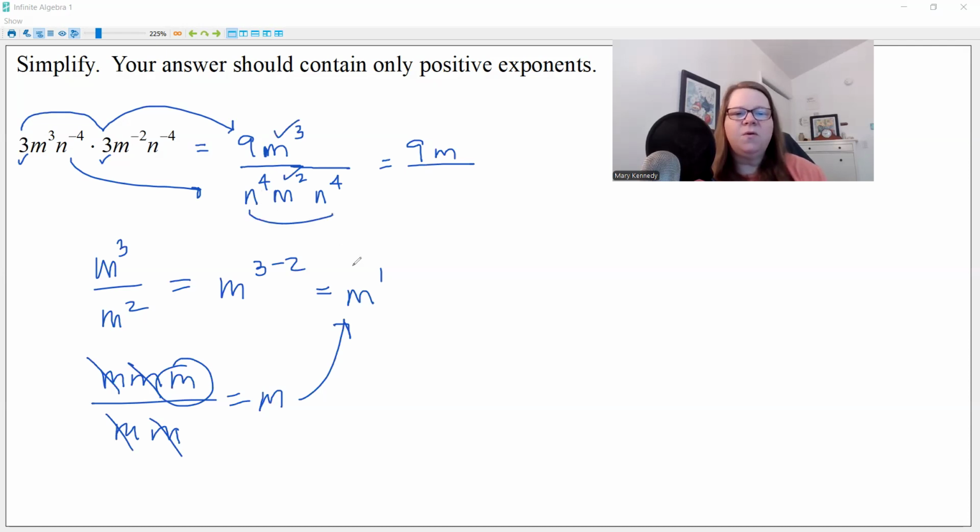Now we have n to the 4th times n to the 4th. And remember, when you're multiplying with exponents, you write the base down and you add those exponents. 4 plus 4 is 8. And that is the answer. That is the most simplified version of this problem.